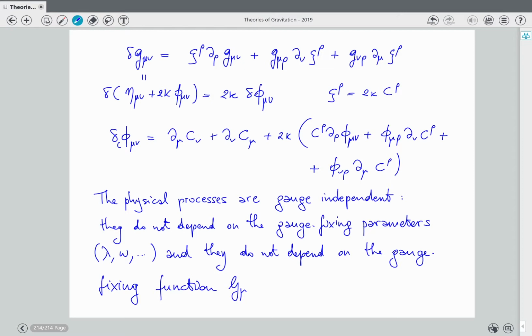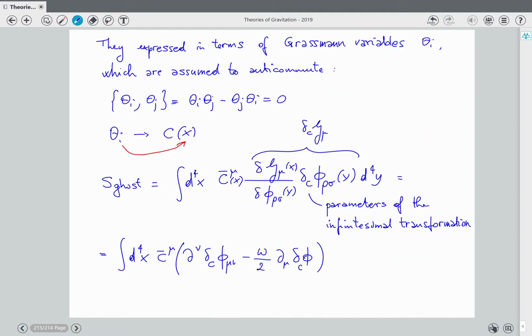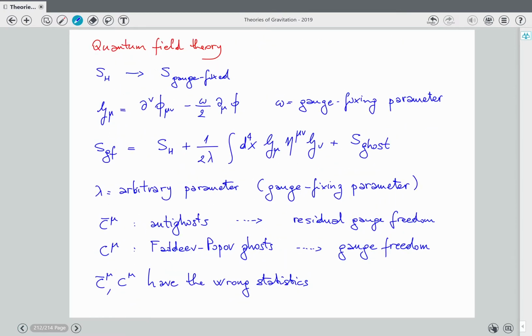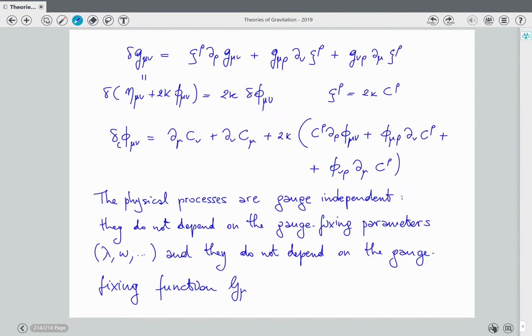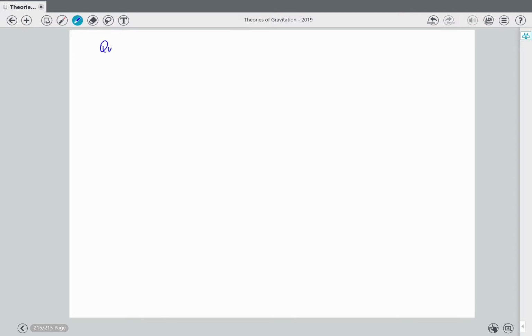So I've given you enough pieces of information to write down the ghost action as well, but we won't need it. Just need to know that it has to be there to have this property. So let's calculate now the quadratic part of the phi mu nu, and also the quadratic part of the gauge fixing, okay? And we will do it in the case omega equal 1 and lambda equal 1/2. The results will not depend on these parameters, the physical results, but with these parameters the formulas simplify enormously.